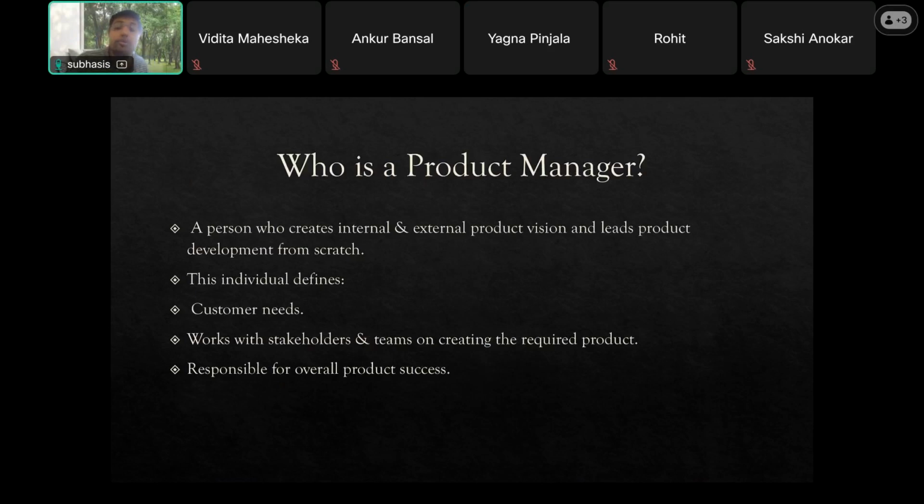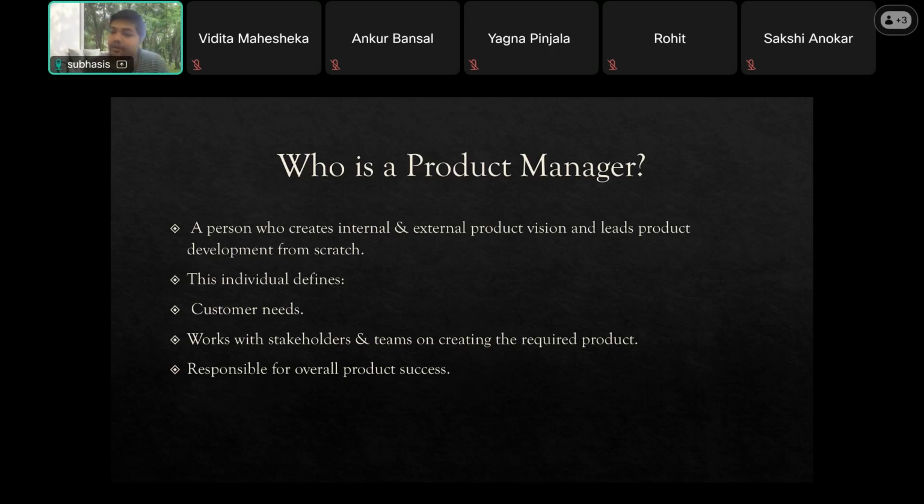Now, the question is, who is a product manager? A product manager is a person who leads the product. There are multiple names for a product manager. People call it a CEO of a product. A product manager is nothing but a CEO of a product. He's a person who basically designs the product, who thinks about the product, who leads the vision and mission of the product.